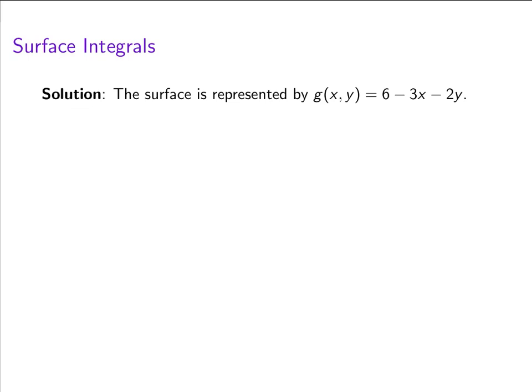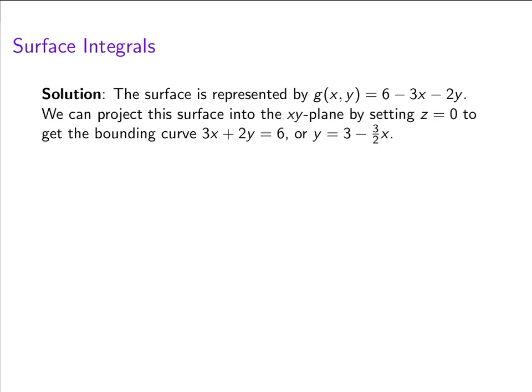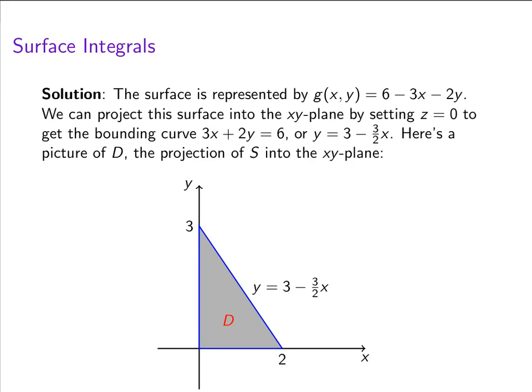Okay, so if we solve for z and then represent that as our surface, then we'll say g of x, y equals 6 minus 3x minus 2y. If we project the surface into the xy plane, we can do this by setting z equals 0, and we'll get this as a bounding curve, 3x plus 2y equals 6, or if you like, y equals 3 minus 3 halves x. Projecting into the xy plane, we get this region. This is going to end up being our region of integration when we convert into a double integral.